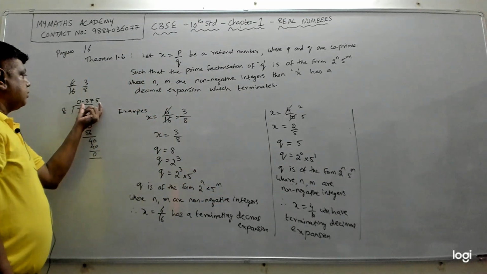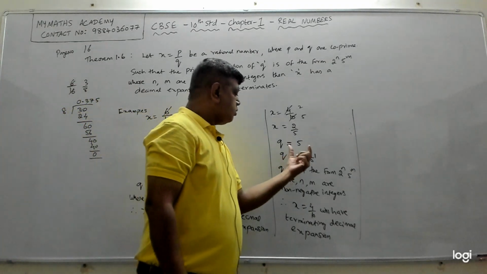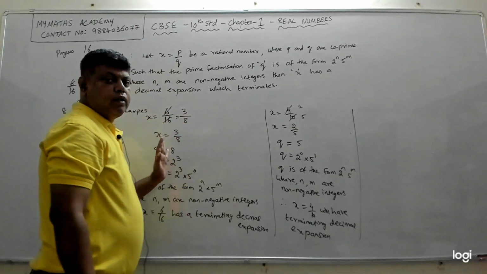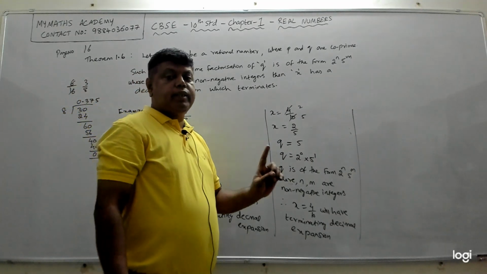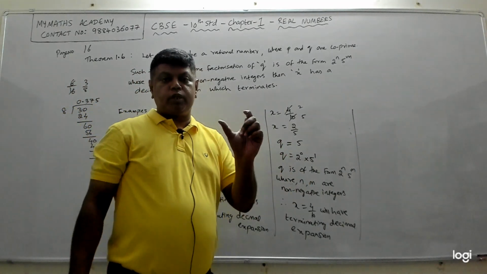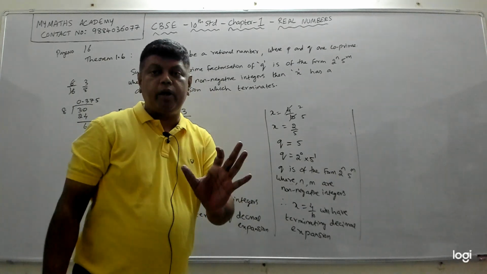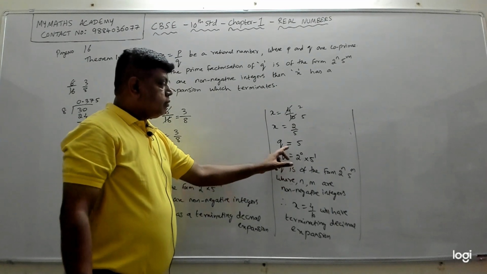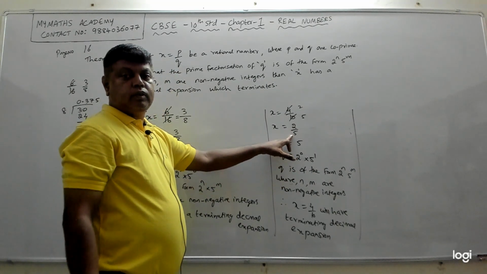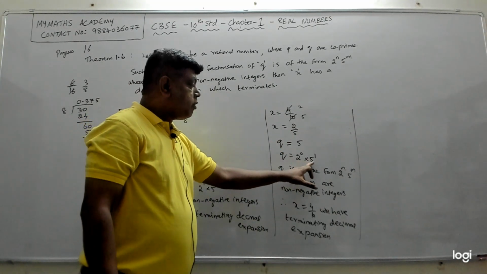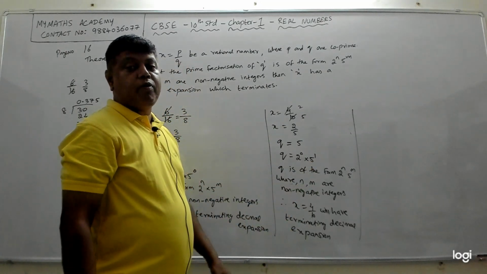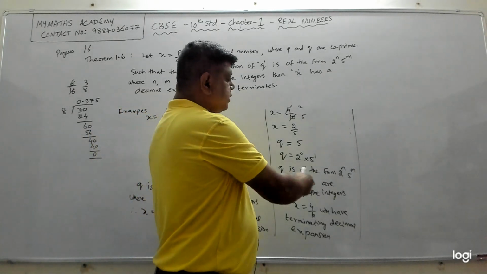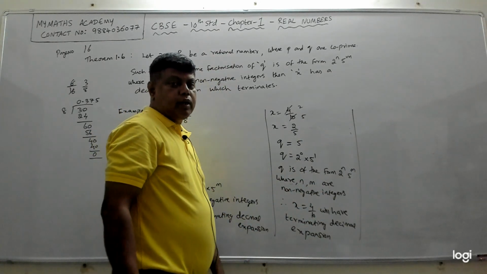Here it stopped. Here also 4 by 10 means 0.4. It will stop. So you need not divide actually. Without dividing, you can say whether it will stop, or the decimal part will end, or it will terminate, or it will be non-terminating and recurring, just by looking at the denominator. The denominator should be in the form of 2 power n into 5 power m. Then you can say it has a terminating decimal expansion.